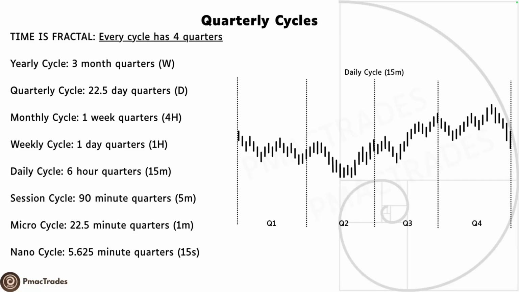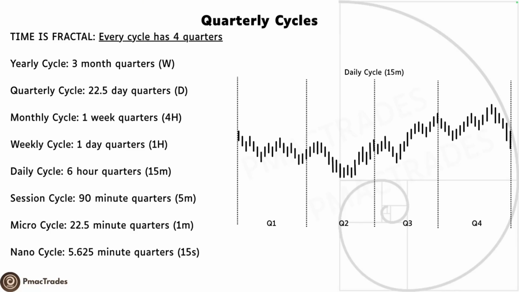Next would be the quarterly cycle, which is 1 quarter of the year split into 4 equal quarters of 22.5 days or 3 1/4 weeks each. Next, the monthly cycle, which is 1 month split into 4 equal quarters of 1 week each. Then the weekly cycle, which is 1 week split into 4 equal quarters of 1 day each. These days consist of Monday, Tuesday, Wednesday, and Thursday, as Friday is not a true quarter because it serves its own function, which is to usually return price to as close to the true week open as possible.